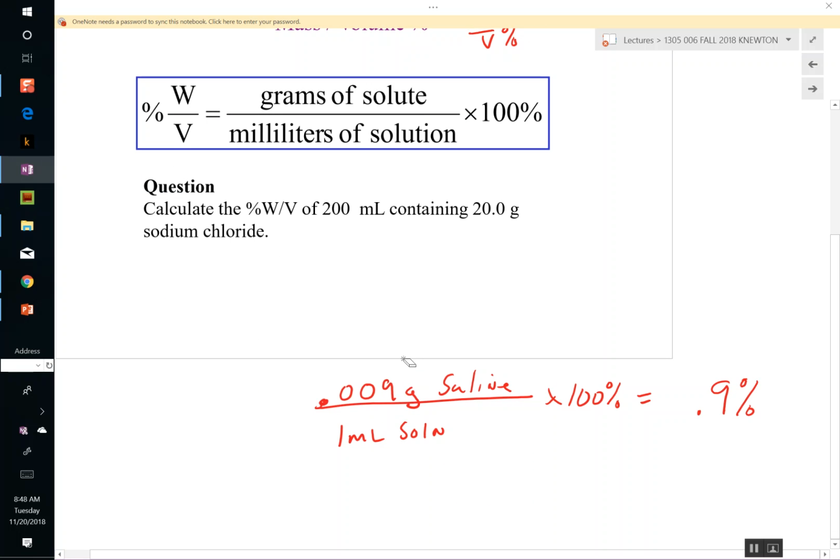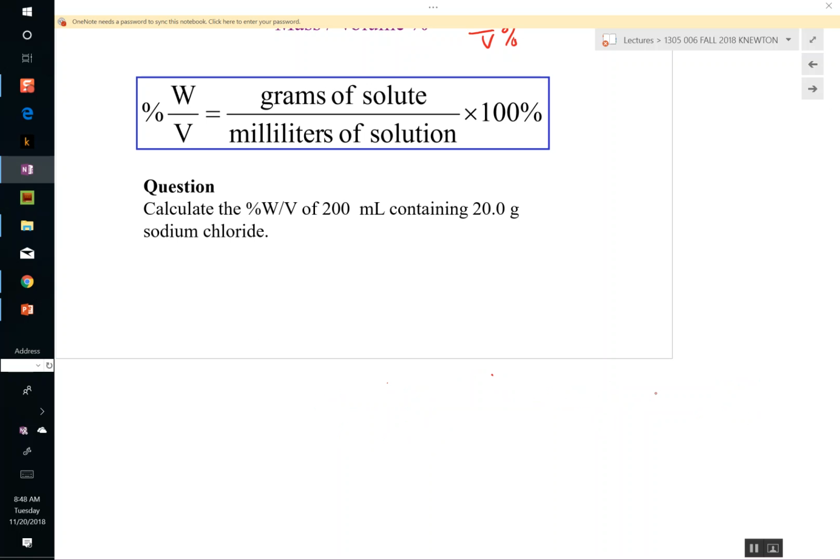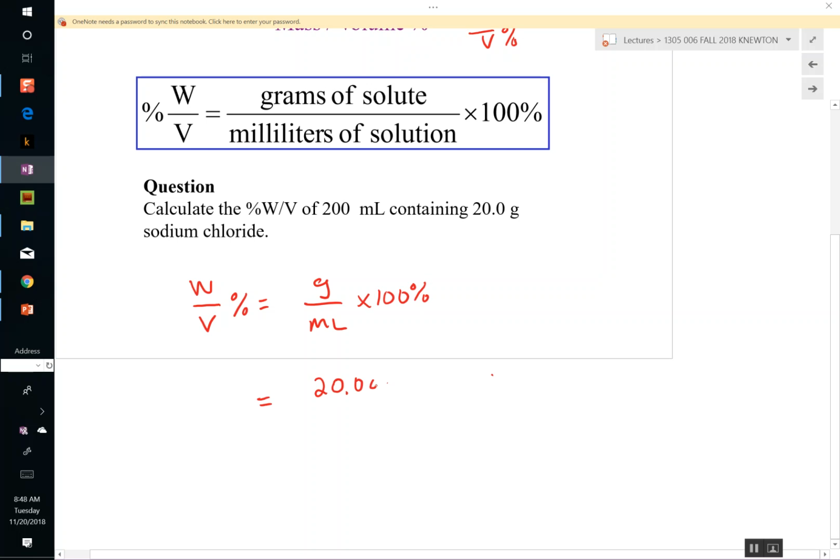So I'm going to get that off of there because we got a problem right above here. Calculate the weight volume percent of 200 milliliters containing 20 grams of sodium chloride. All right, so remember, I've told you, start with your equation. All right? And then plug things into that equation.